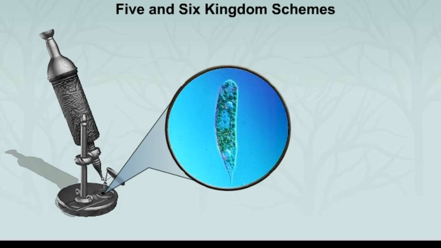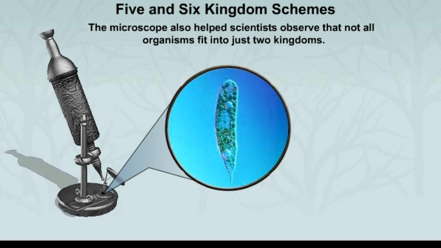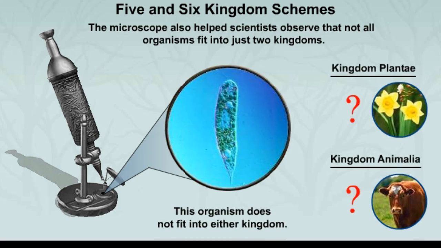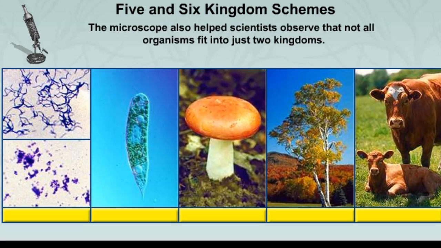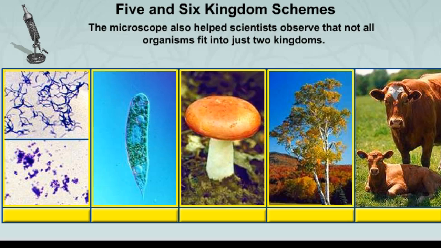Earlier in this lesson, you learned that the invention of the microscope changed the number of levels in Linnaeus's classification scheme. The microscope also helped scientists make observations that not all organisms fit into just 2 kingdoms as Linnaeus believed. Today, most people feel there are 5 or 6 kingdoms. Some taxonomists classify organisms into 5 kingdoms. Others classify them into 6 kingdoms.